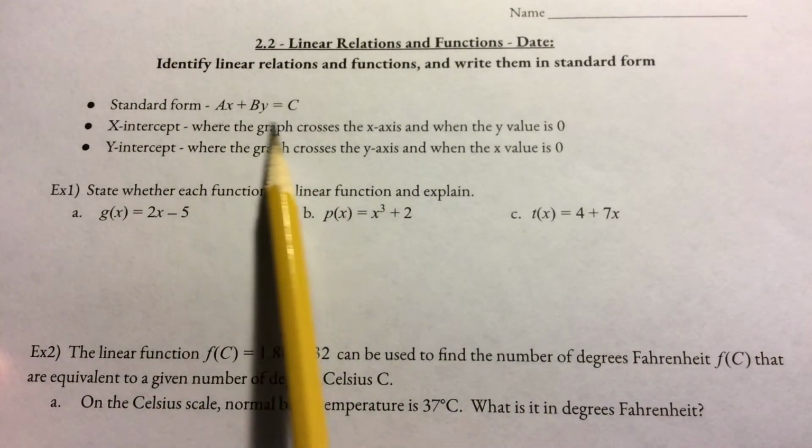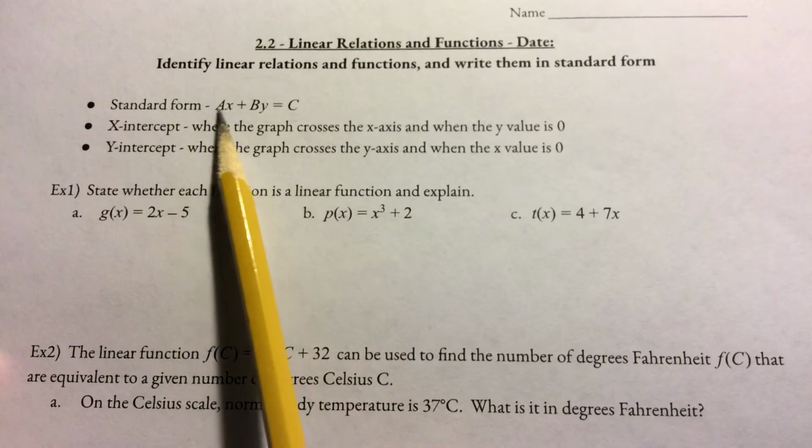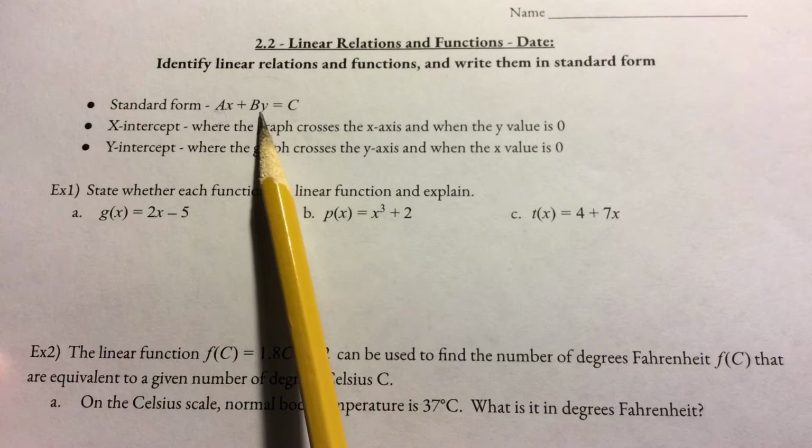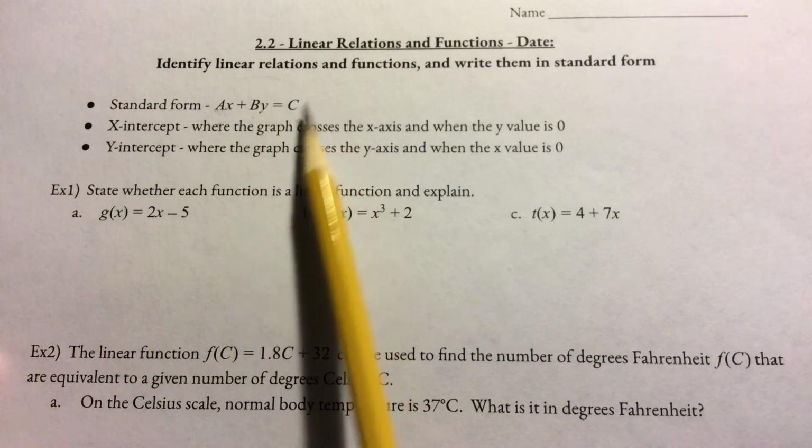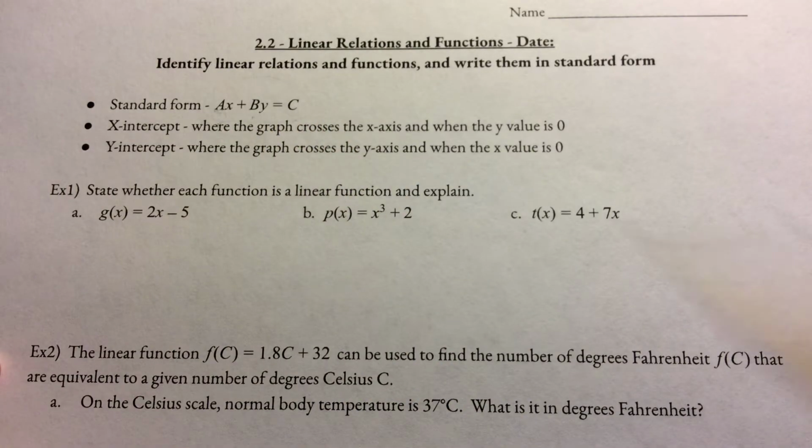So here's what standard form looks like. It has the x value with the coefficient in front of that, the b value or the y value with the coefficient, and then your constant over on the other side of the equal sign.